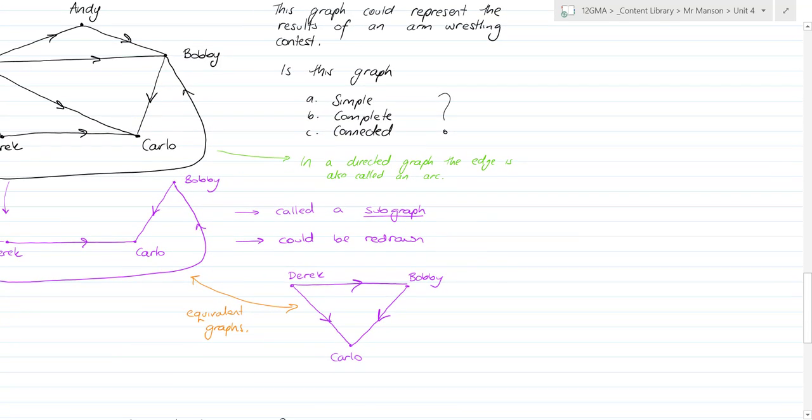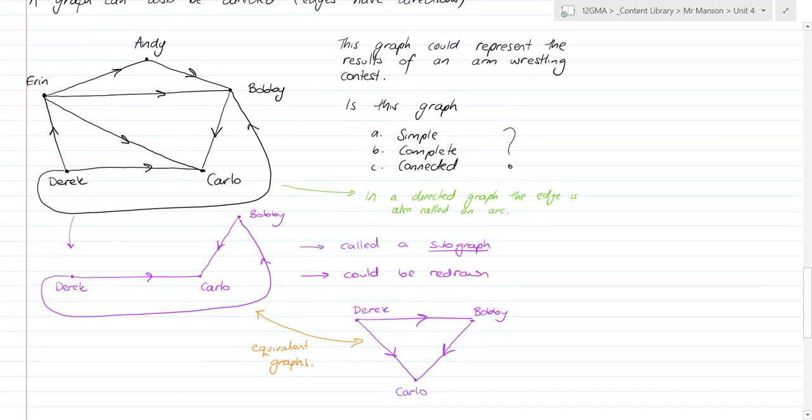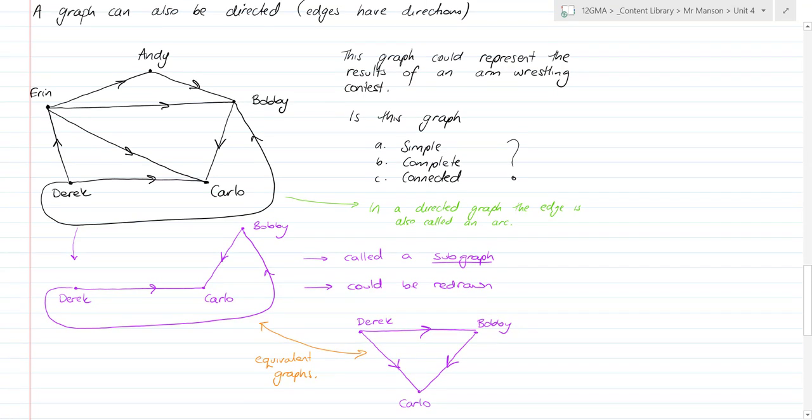So this is an example of a directed graph. It could be used to show somebody beating somebody else in a tournament. It could be used to show a lot of different things. It could be used to show a road system, but with a whole bunch of one-way, directional roads. So there's heaps of things it could show. The graph could represent the results of an arm wrestling contest.